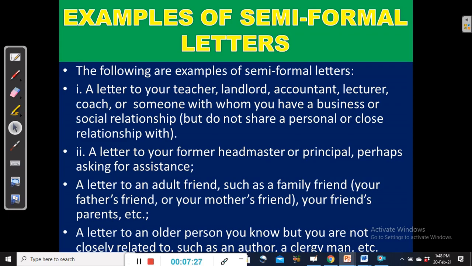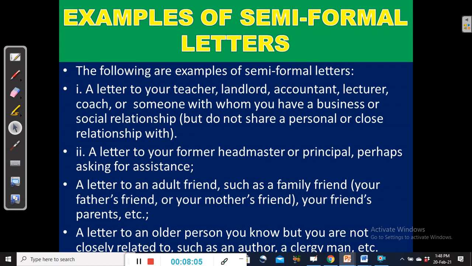Now, but if you are writing a letter to your principal, probably inviting him to the funeral of your late father, for example, you know, that is a semi-formal letter because it is a non-formal situation. It's not formal in the sense that you are not discussing anything that has to do with the school. You are asking for personal assistance or favor from the principal, and so it is a semi-formal letter.